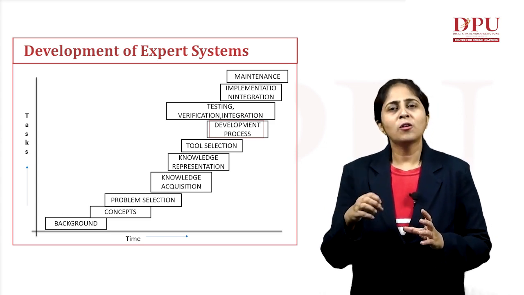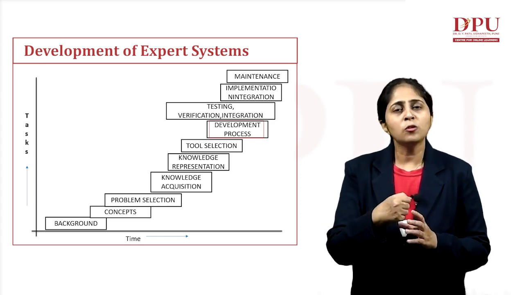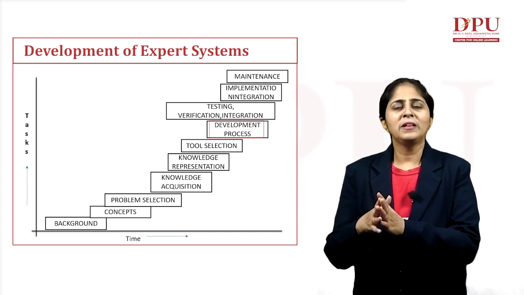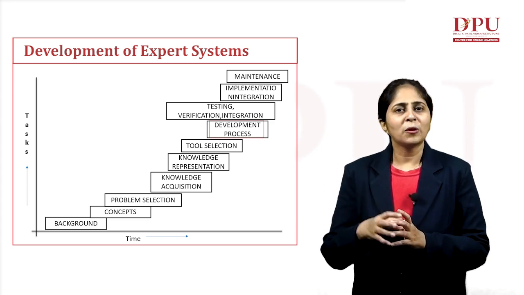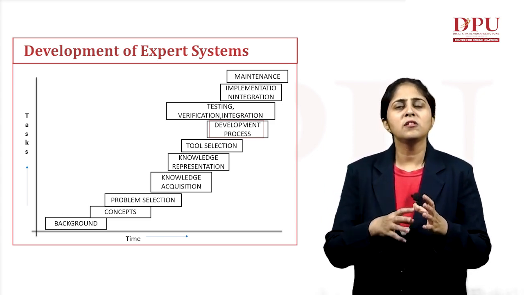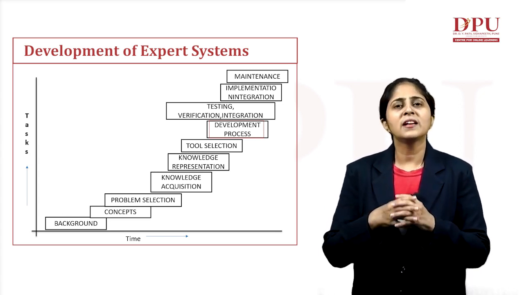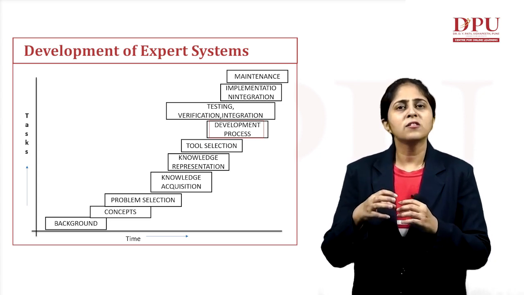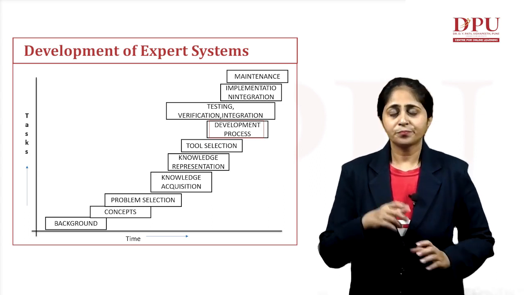Now we have acquired the knowledge, we have represented the knowledge in a well formatted way, we have selected the tools that we are going to use for the purpose. Now our task would be to develop that expert system. So the main and important part here will involve all kinds of coding, and the usage of all these tools. So this is the most important step, which is the development process, in which the development of the software, the development of the expert system, will take place.